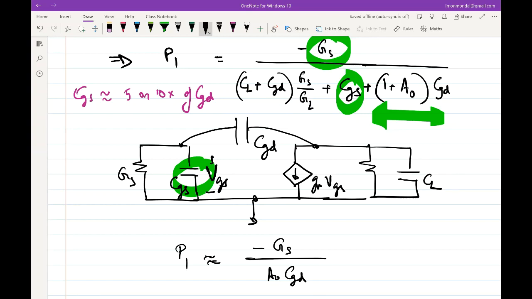But again, there are multiple assumptions built into these approximations. The assumption is A naught is much more than 1. The assumption is your CL is of the order of CGD. If you put a very big load and CL becomes very high, then obviously the dominant terms in the denominator change, right? So those things you have to take into account.